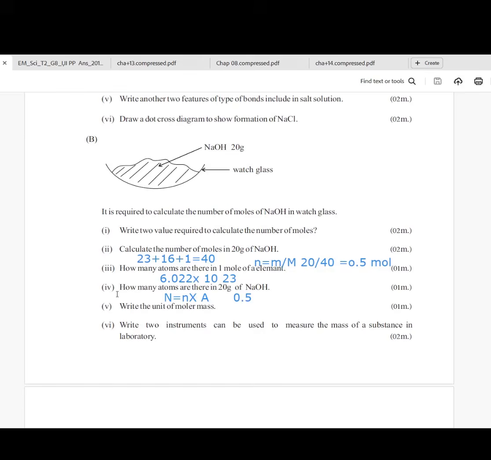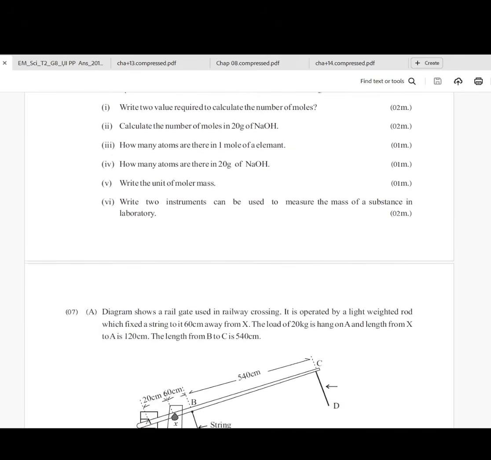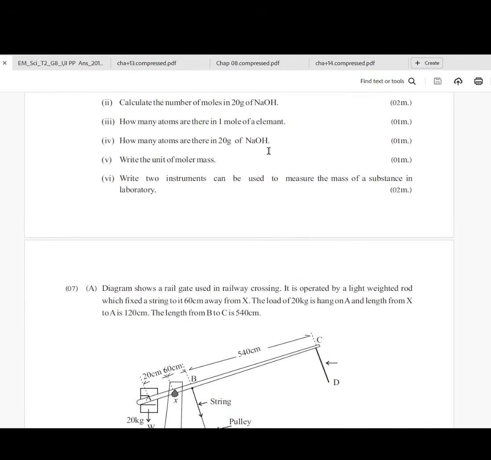How many atoms are there in 20 grams of NaOH? To find it, you have to know how many atoms are there in one molecule of NaOH. In that, there's one Na atom, one oxygen atom, and one hydrogen atom. That means it contains 3 atoms. So you have to multiply the Avogadro constant with number 3. Multiply with 3.